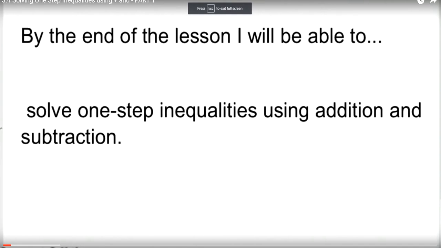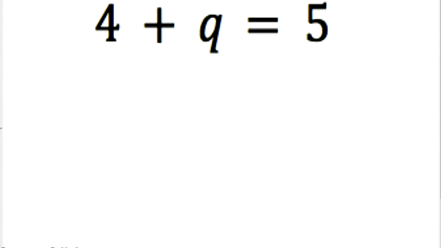By the end of the lesson, I will be able to solve one-step inequalities using addition and subtraction. What we're going to do is start out by solving an equation that we've seen before. The main component of that is to draw your vertical line, and then we're going to use our inverse operations to figure out what Q is going to equal. So we're solving for Q.